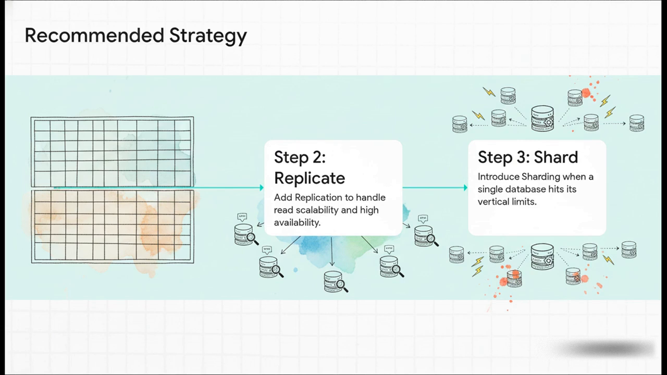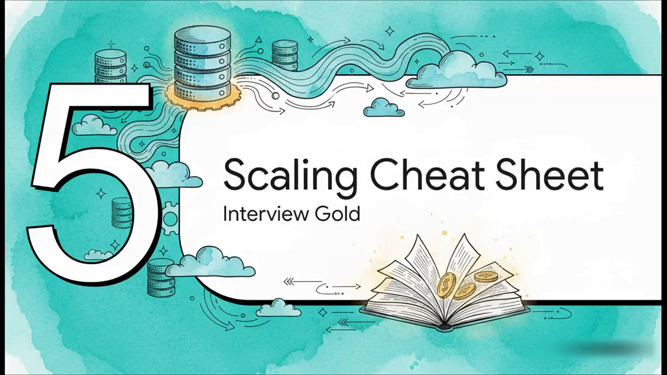Start simple. When a table gets too big, partition it. When your read traffic starts to spike, add some read replicas. And only when your single primary server cannot handle the write load anymore, do you take the plunge and introduce sharding. All right, to wrap all this up, let's look at some essential design tips. Think of this as your cheat sheet for any system design interview or big architectural discussion. This stuff is absolute gold.